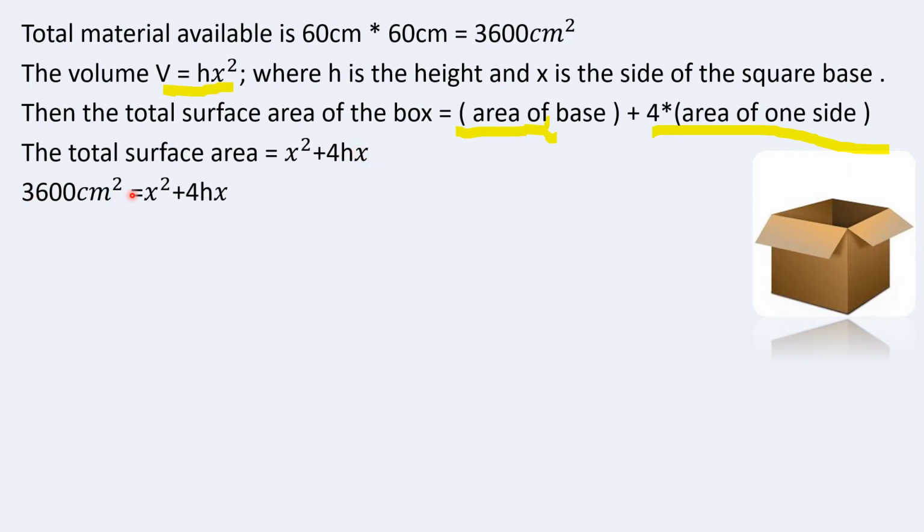Now the total surface area which we have been given, the total material which is here, that's the total surface area. When we finish forming the box, all the material will be used and all the material will be the box.